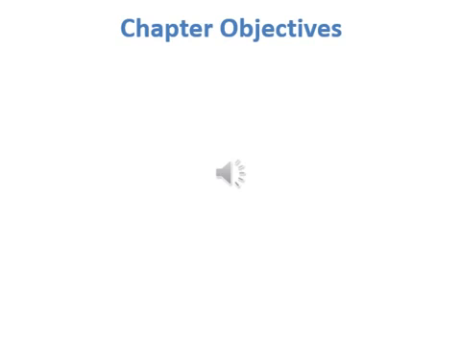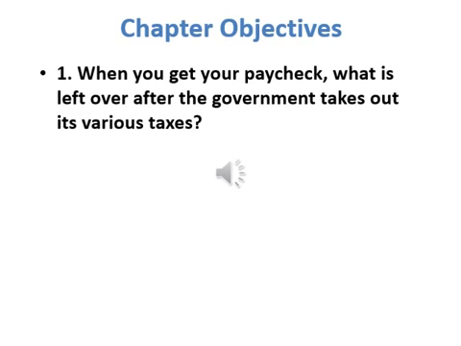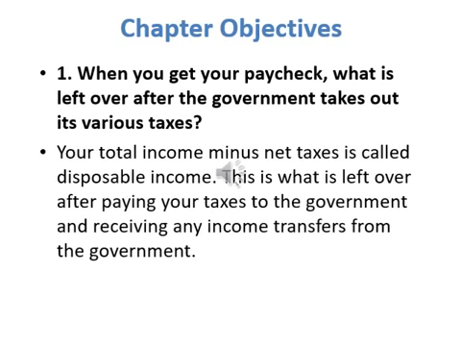One. When you get your paycheck, what is left over after the government takes out its various taxes? Your total income minus net taxes is called disposable income. This is what is left over after paying your taxes to the government and receiving any income transfers from the government.